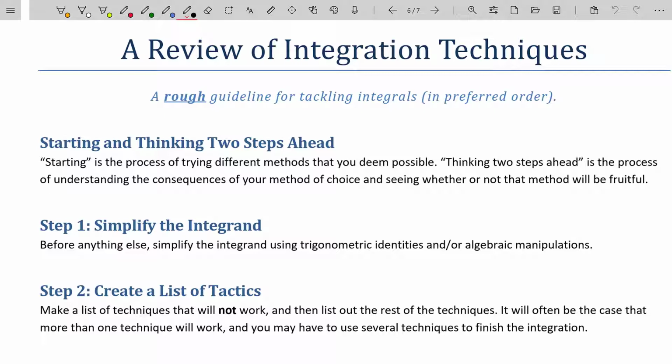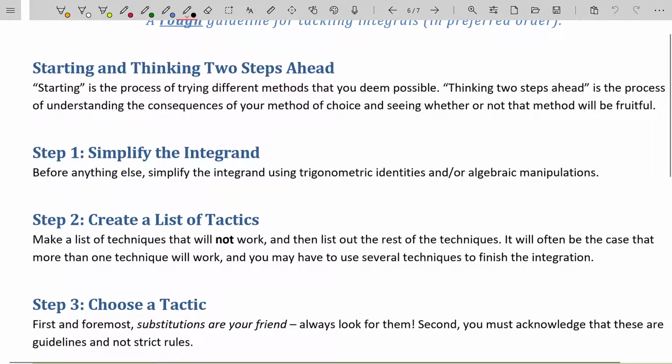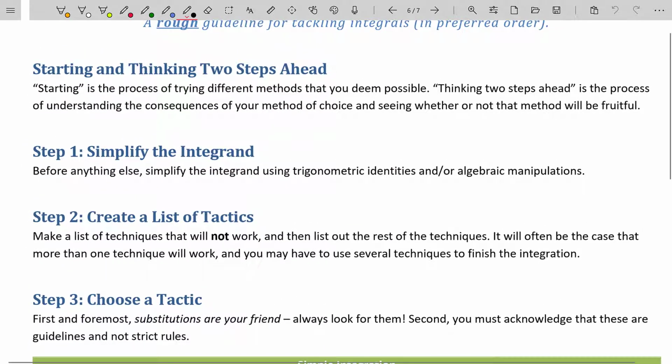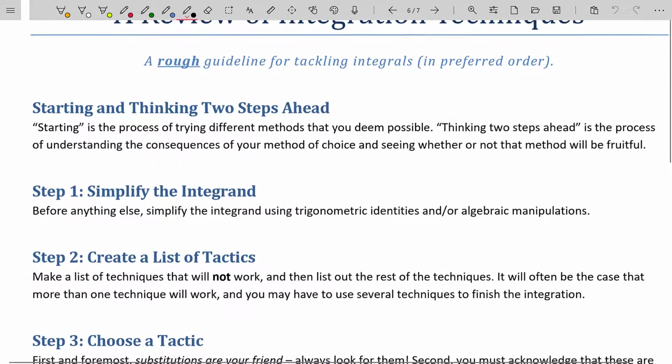So let's start talking about how I would appreciate my students learning how to decipher or pull apart an integral and decide what method to use. The first thing you should do is start and think 2 steps ahead. That means take a look at the integral you've been handed and start thinking about the types of processes or the types of techniques that might apply to that integral, and also think about the ramifications of applying those techniques.